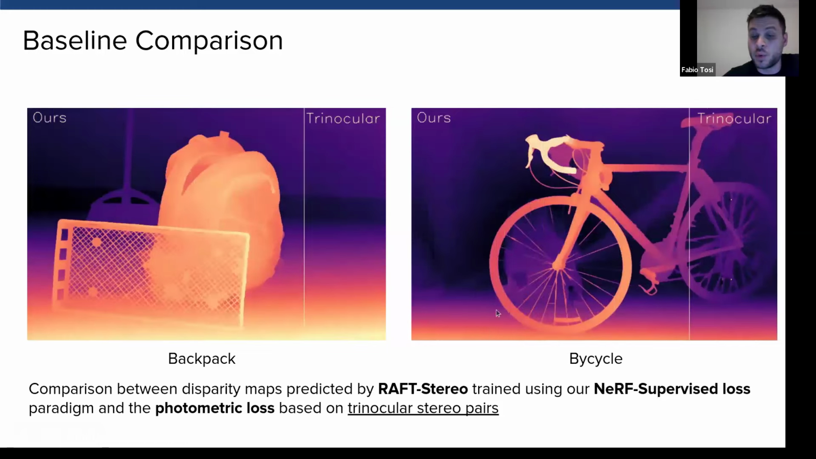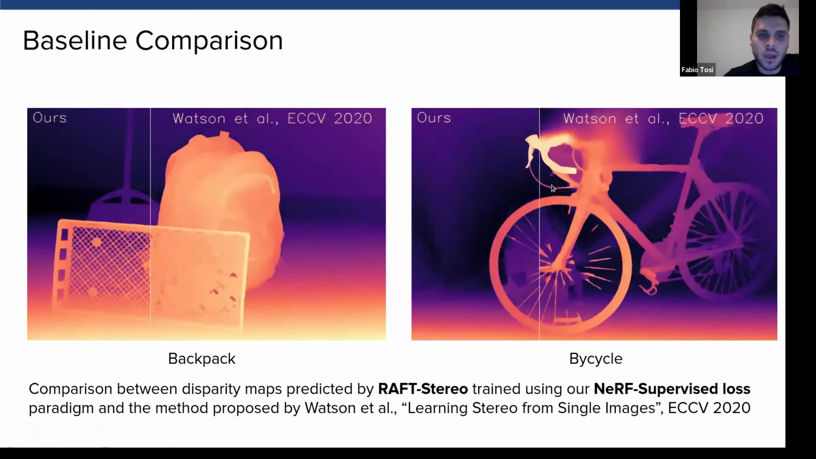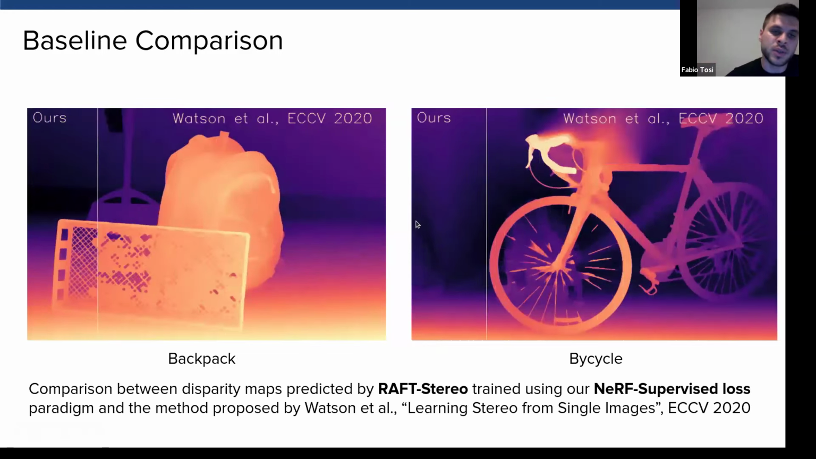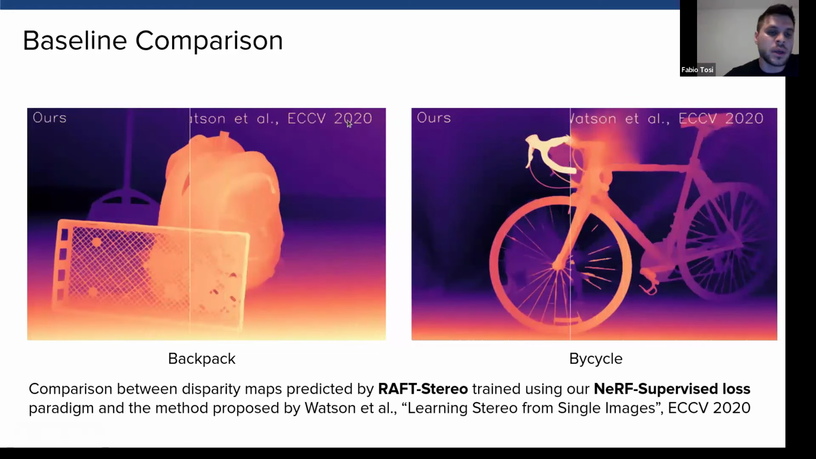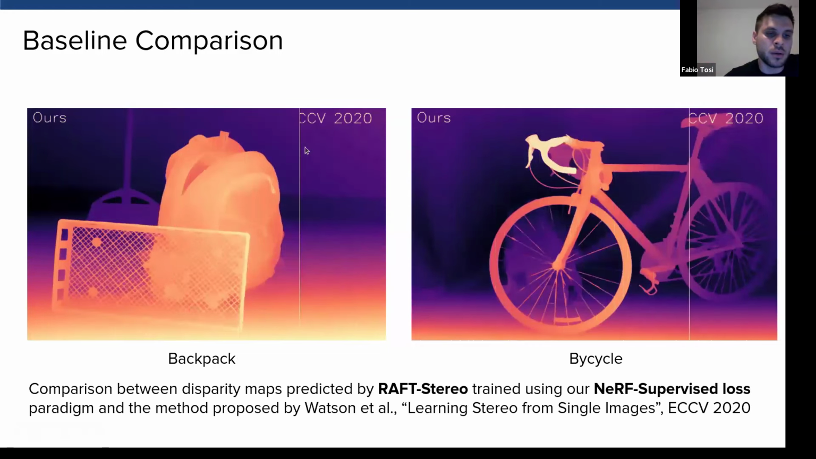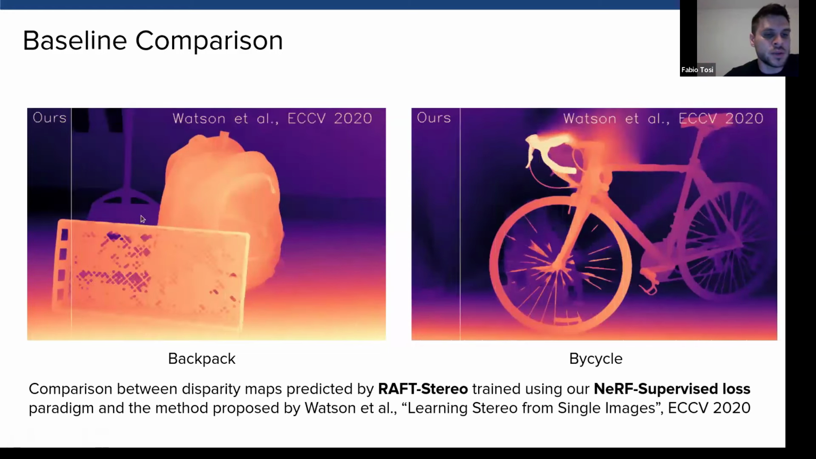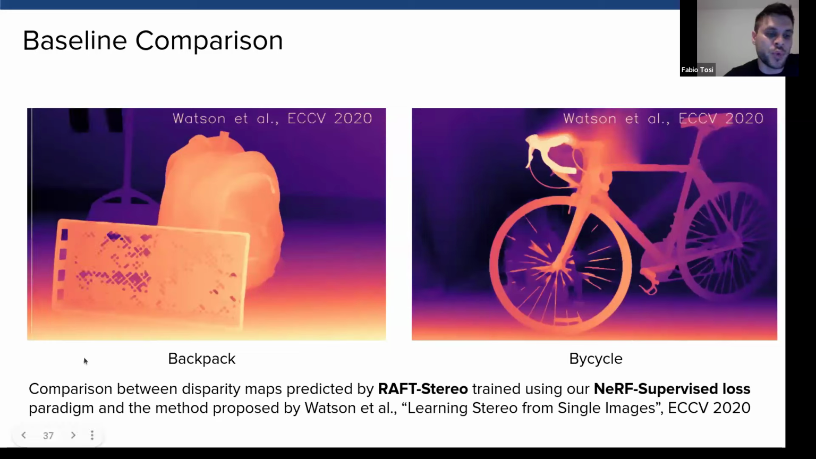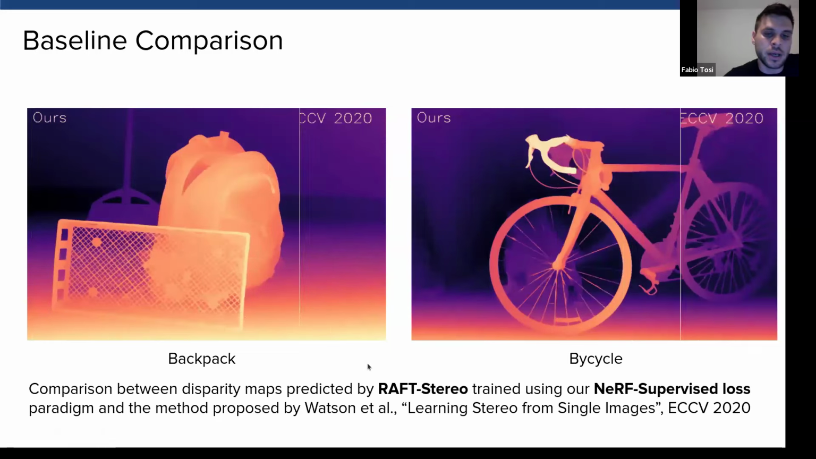Instead, if we use the trinocular photometric loss alone, we can notice that the network is able to recover good estimates at occluded regions. This is instead a comparison with respect to learning stereo from single images, the ICCV works that we mentioned so far. And also in this case, you can notice that using our NeRF supervised approach can greatly improve the disparities on thin structures.